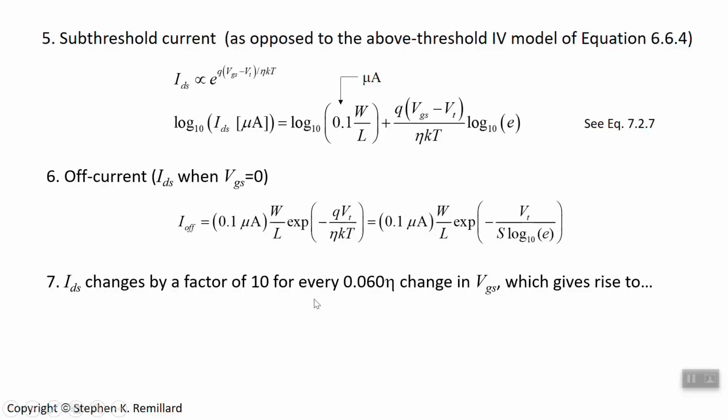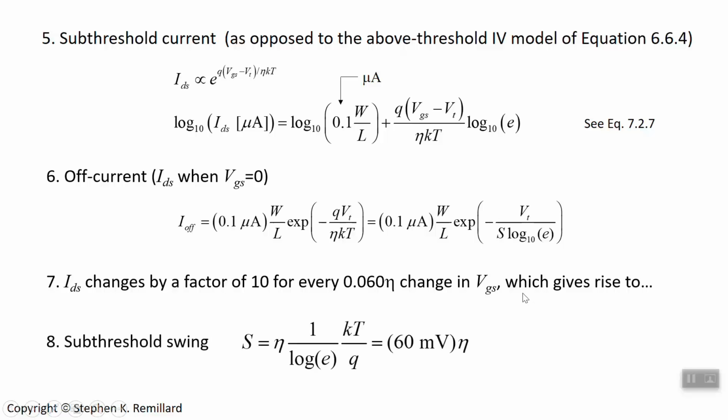This point number 7 here is just a fact that the drain source current changes by a factor of 10 for every 0.060 eta change in gate source voltage, but that gives rise to the figure of merit, which is the subthreshold swing big S, which is kT over q divided by log base 10 of e and the bulk charge factor. Everything besides that comes out to just 60, so 0.026 divided by log base 10 of e is 0.060 volts, or 60 millivolts.